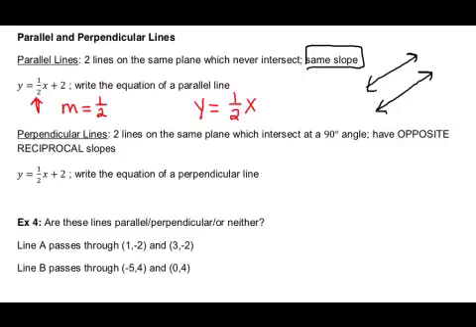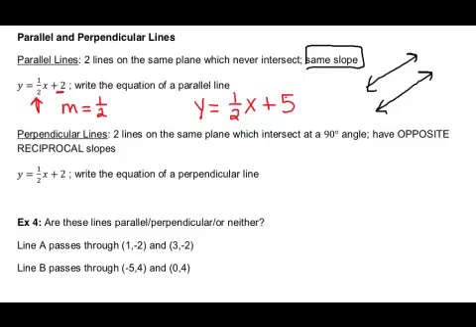And in order to have a parallel line, the slope has to be the same, but the y-intercept has to be different. So our y-intercept for this equation is 2, so we just need to add on any other number. So I'm going to add on 5. So again, the y-intercept can be anything except for 2, and since these lines have the same slope, they are parallel.